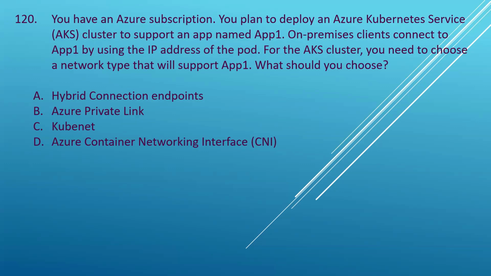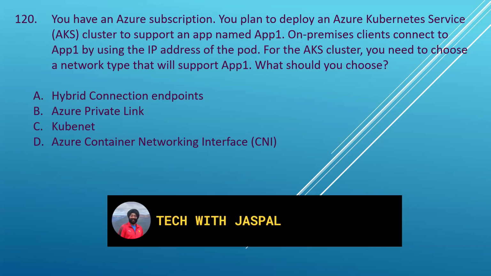The third option, Kubernetes, is a basic networking mode for AKS that provides a simple and low-cost networking solution. In Kubernetes, each node in the AKS cluster gets an IP address and pods share the node's IP address. This mode is not suitable for scenarios where you need to have direct connectivity to individual pods, as pods do not have their own dedicated IP address.